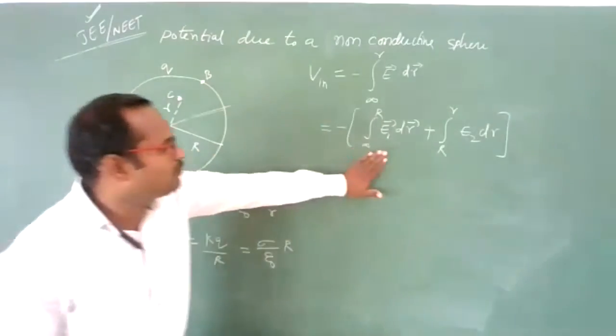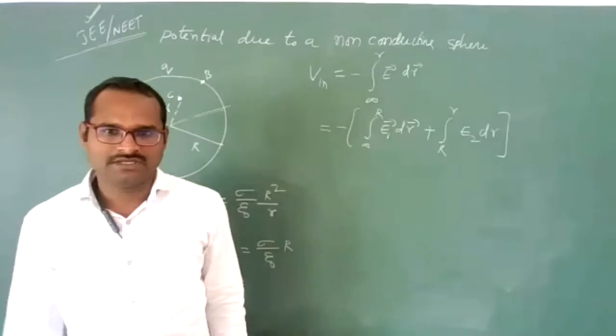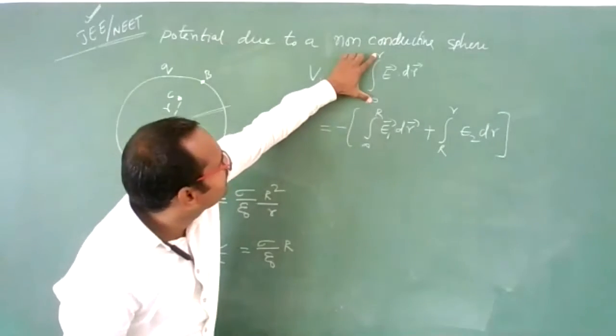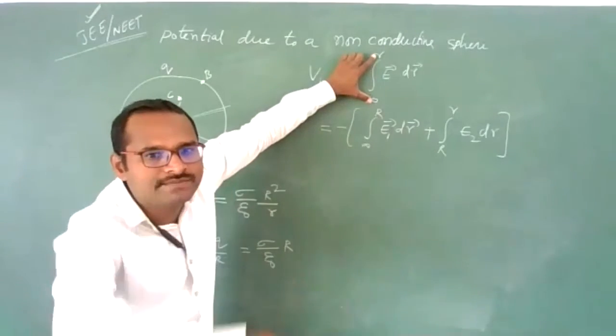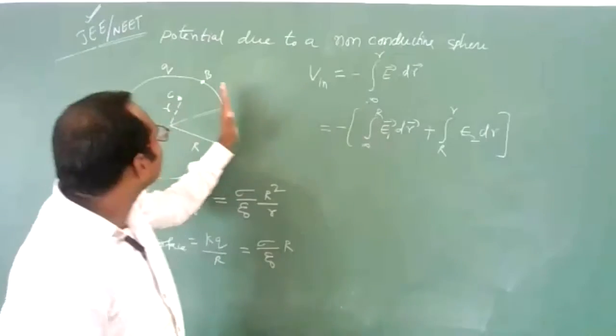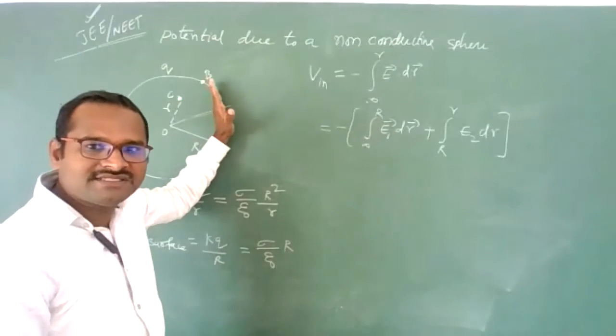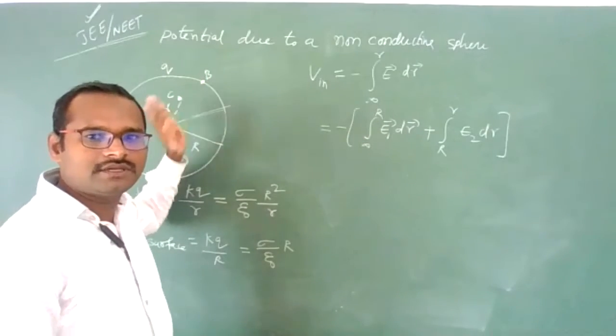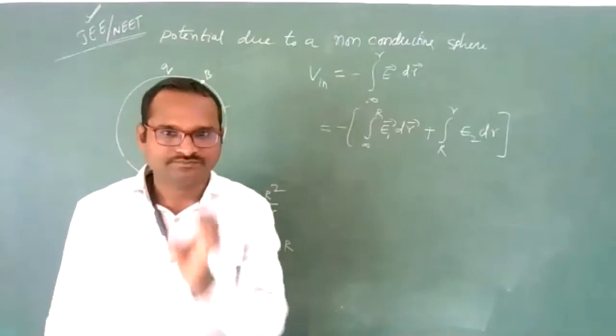I hope you understood this point. I want to bring it from infinity to small r. This one I am bringing in two steps. One is from infinity up to the surface, capital R, and from the surface to that small r I am bringing it. Okay?